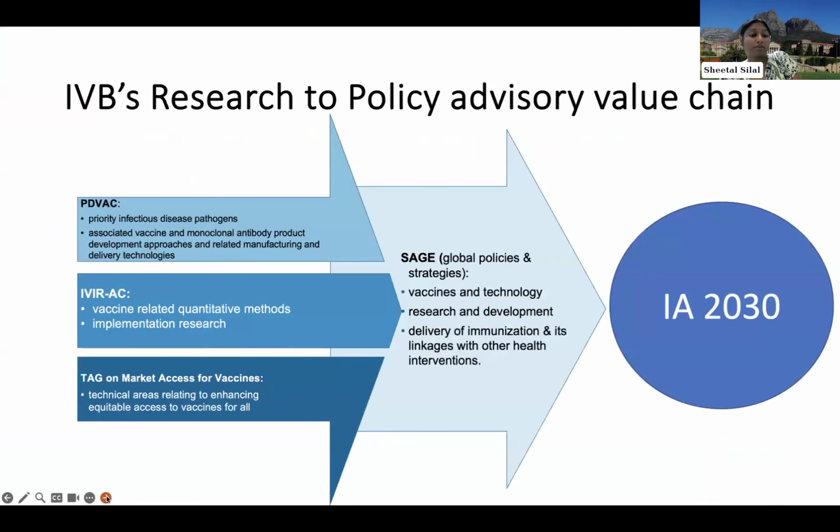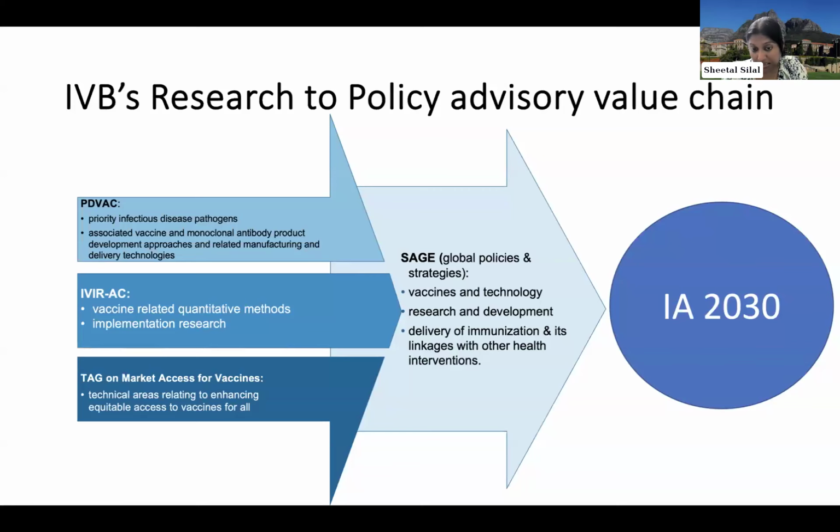So the IVARAC committee, just to show you carefully the importance of a committee and its key role in supporting decision-making, is one of 3 primary committees that provide advice to SAGE and for SAGE's deliberation, all of which are in support of the Immunization Agenda 2030. So IVARAC's role is quite pivotal.